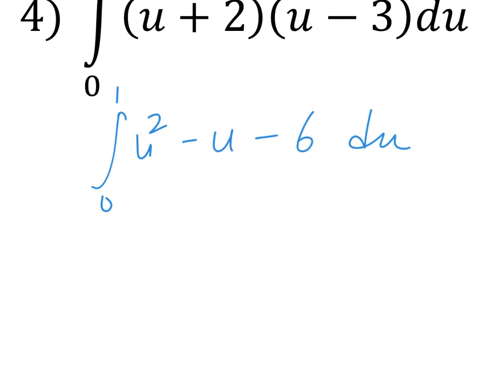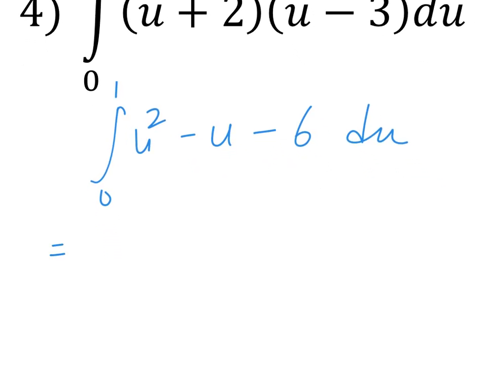All right, so the integral rule says we can integrate each one by itself, okay? But I'm just not going to write it that way. It's too much work. So you're just going to find the integral of this whole thing first, and then evaluate from 0 to 1. Okay, go ahead and find the integral of u squared minus u minus 6. Remember, you're taking the integral of each one.